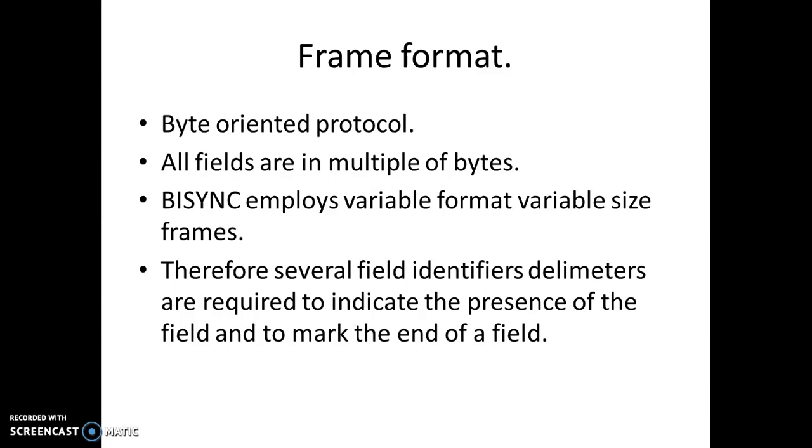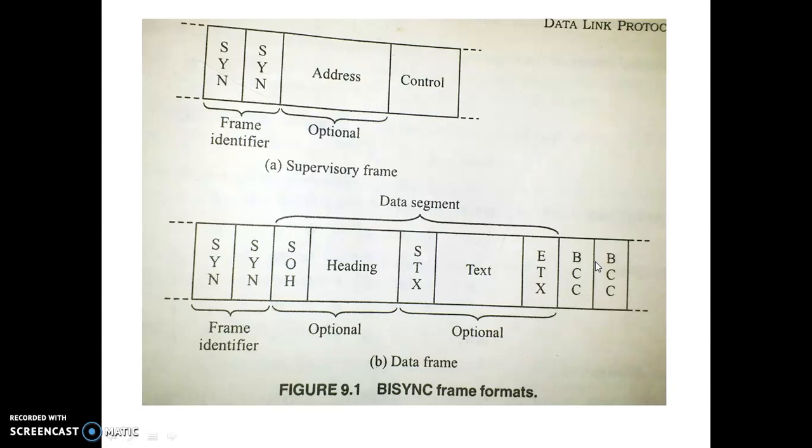If the format is not fixed, how does the receiver know what is the next field that is going to come? To know this, it requires a field identifier to identify which field is coming, and we also require a delimiter to tell the receiver that the particular field is getting over. Now here we have two kinds of frame, the supervisory frame and the data frame. We have already discussed some of them.